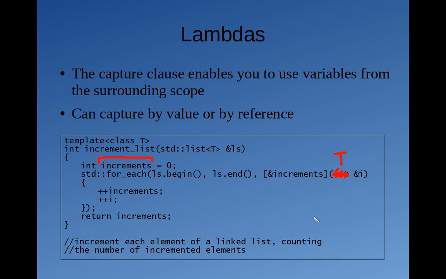This has the effect of incrementing each element in the list, assuming that type T has a pre-increment operator. We're also incrementing this increments variable, which has the effect of counting the number of increments that we perform. And at the end we return that increments variable. Again, kind of a convoluted example, because you could theoretically just return the size of the list, but it does get the point across that the capture clause enables you to use variables from the surrounding scope.